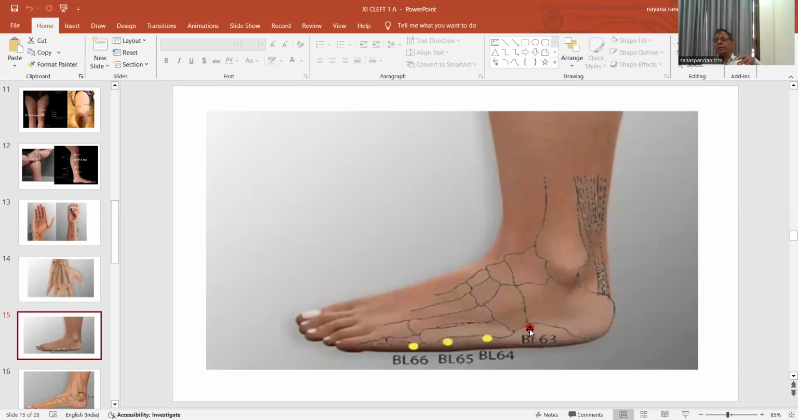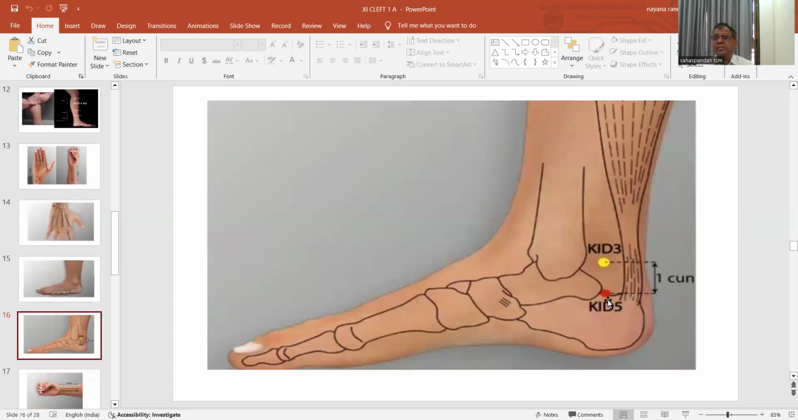And in rheumatism arthritis, there is intense pain due to painful obstruction. And kidney 6 is indicated. See, this is kidney 6.